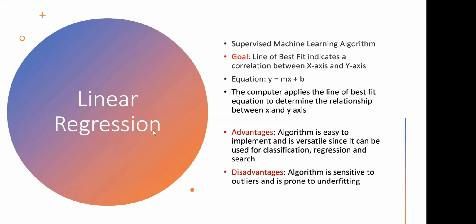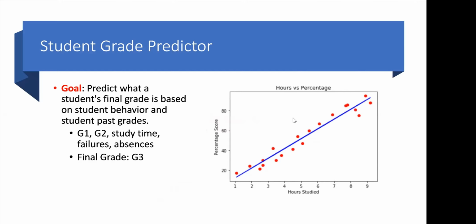One of the advantages of linear regression is it's really easy to implement. It's versatile, so you can use it in a lot of scenarios, and you can use it for classification, regression, and search. The disadvantage is, when you have a graph like this and you have points that are far away from your line of best fit, that can quite often mess up your line of best fit and skew your data. So that's one of the times where you don't necessarily want to use linear regression. Cool. So that's that about the algorithm.